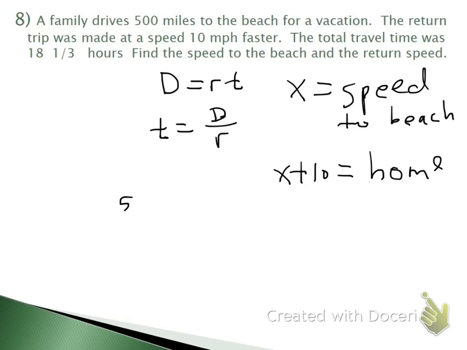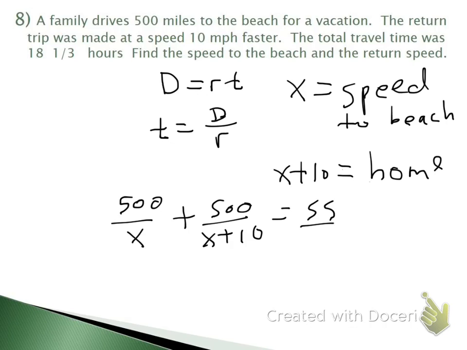So 500 miles divided by speed plus 500 miles divided by speed equals total travel time of 18 1/3, which is 55 thirds. Now we're going to multiply everything by the LCD, which is 3 times x times x plus 10. And you're going to use probably the quadratic formula once you get that simplified.